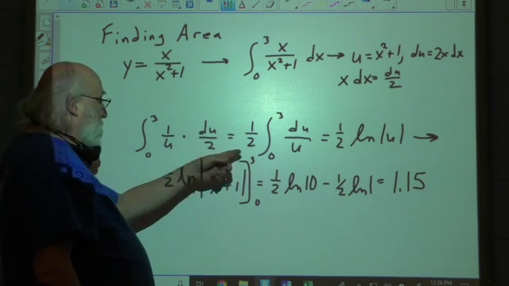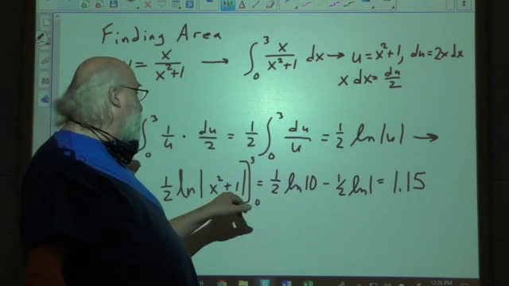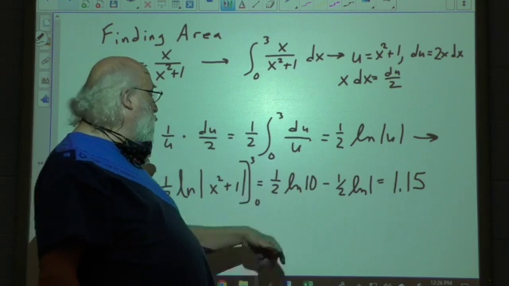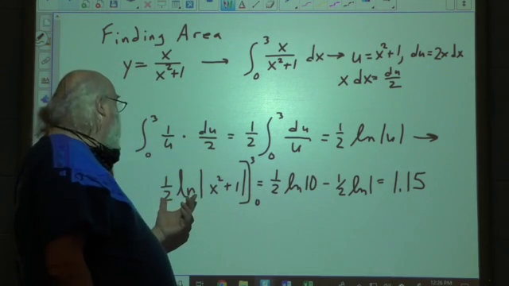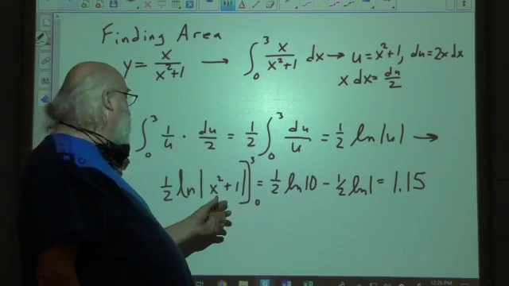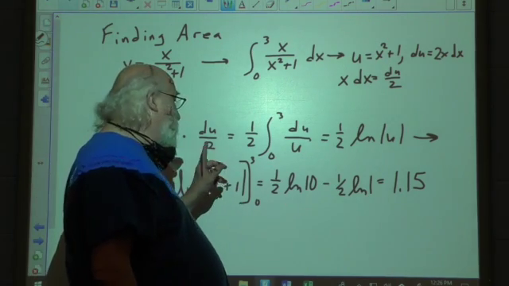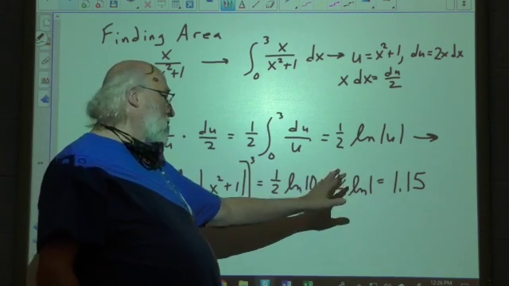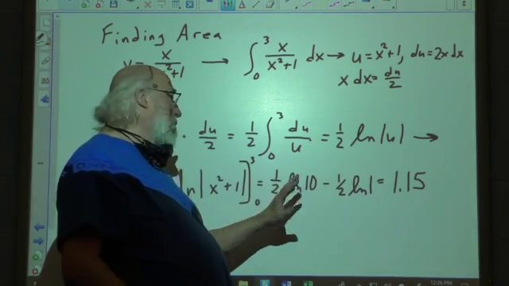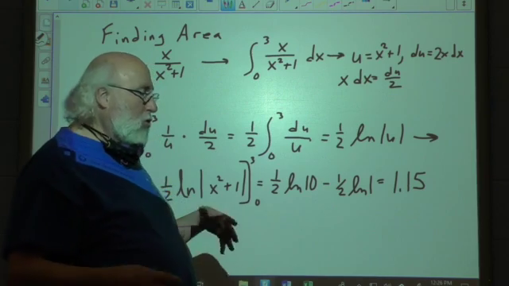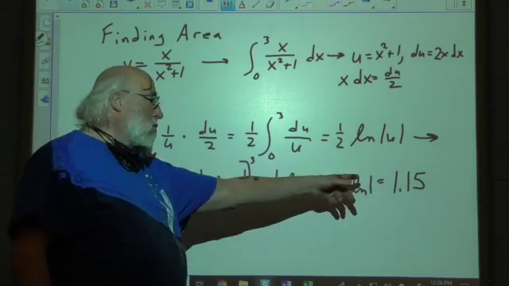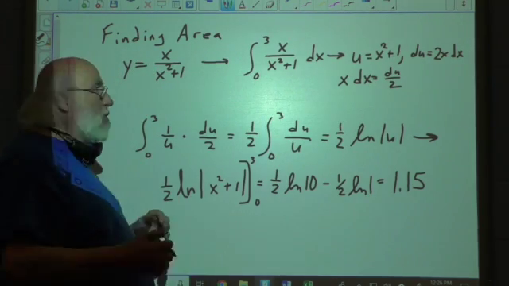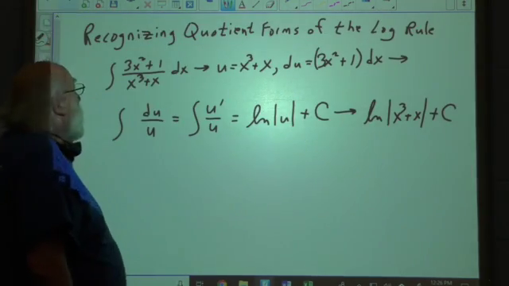And so this is going from 3 to 0, so we're going to take 1/2 of 3 squared plus 1, which is 10. So 1/2 the natural log of 10, minus 1/2 the natural log of 0 plus 1, which is 1. Well, the natural log of 1, or any log of 1, is 0, so that really just drops out. But if you're not sure, you just go ahead and calculate it, and you will get an answer somewhere in the neighborhood of 1.15. So you can find an area doing that as well.